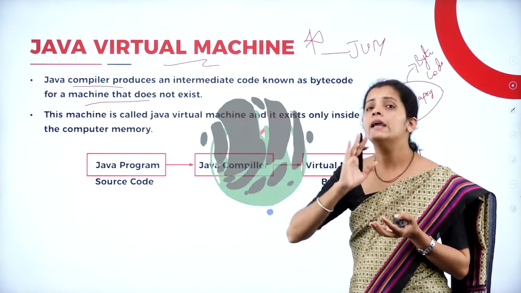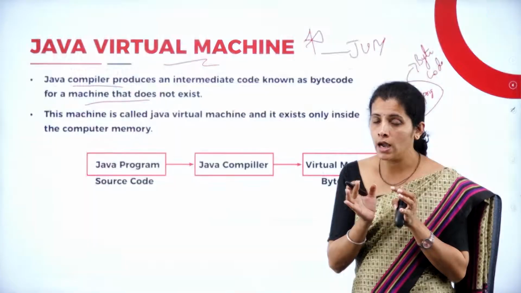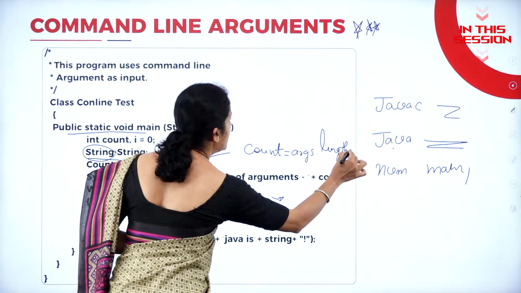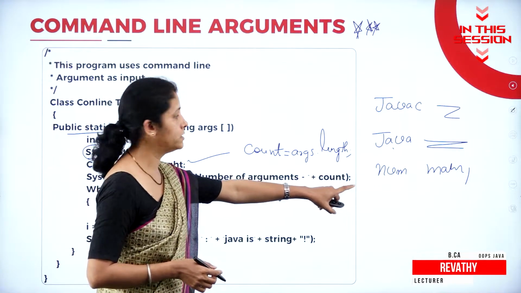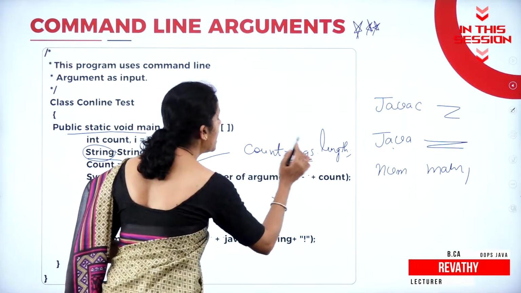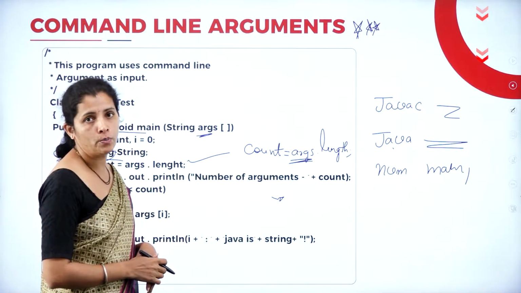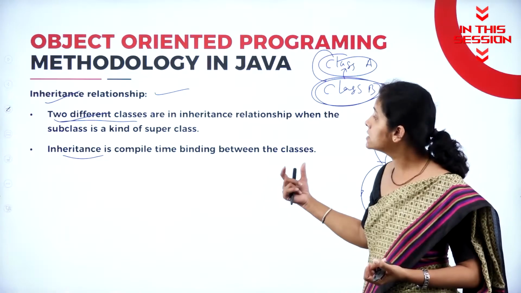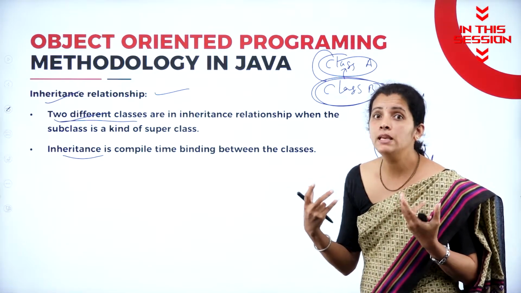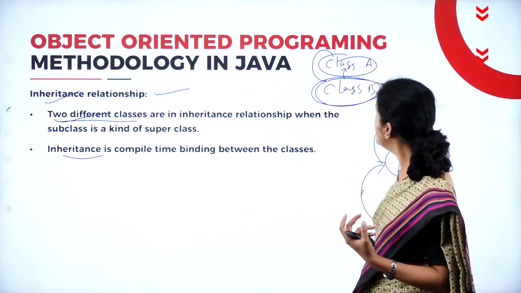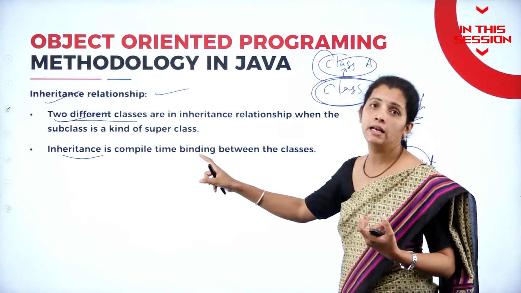After compiling any Java program, we are going to get bytecode. So when I call this line, it is going to return the length of the argument. Now what is this args? That is nothing but the command line argument variable. What is compile time binding? That is nothing but the compile time linking. That means it's going to link all the properties during the compile time.